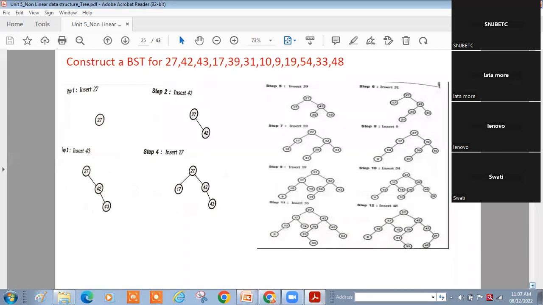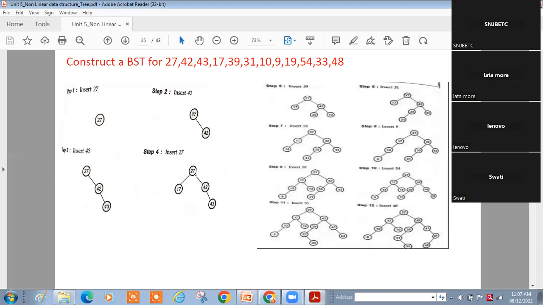First, I have 27. As the first element is 27, it is the root. Next is 42. I have to compare 42 with the root. Remember that comparison must be done with respect to the root only. Note down this point. You have to do the comparison with the root node only. So here is 27. Next is 42. 42 is greater than 27, so it must be on the right hand. So on the right hand I have written 42. Now next is 43. 43 is greater than the root, so it goes to the right hand. Compared with 42, 43 is again greater, so again it should be on the right hand.